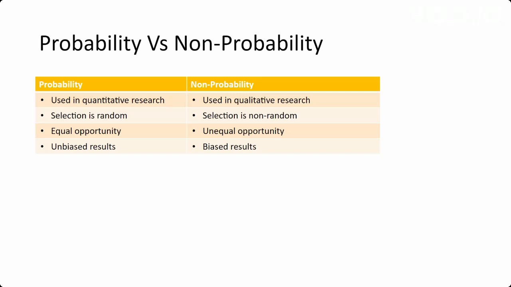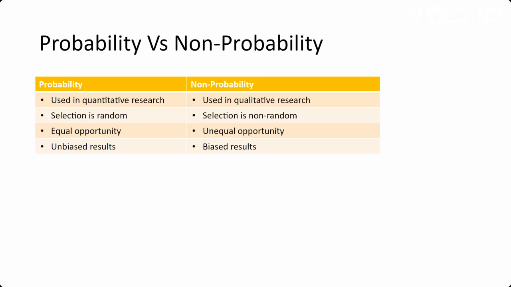Having a random selection moves on to the next difference, which is equal opportunity. Having a random selection definitely gives you an equal opportunity of selecting a member from a population. Whereas the non-random one, there's no equal opportunity for a member of a population to be selected.